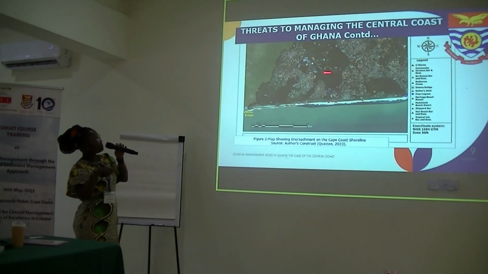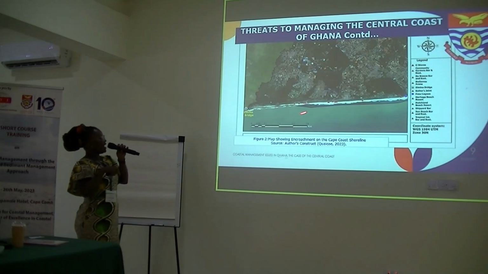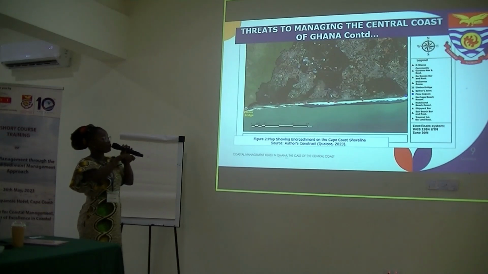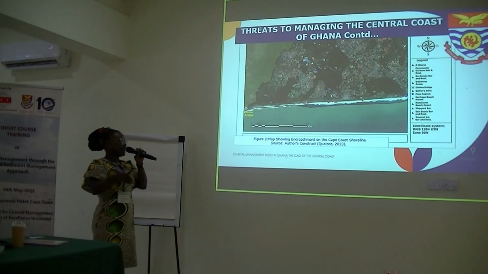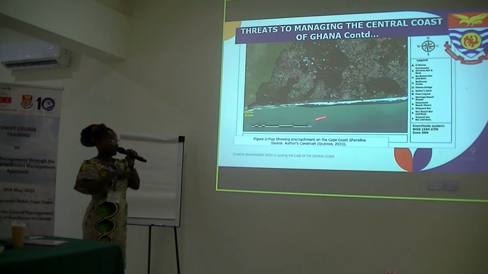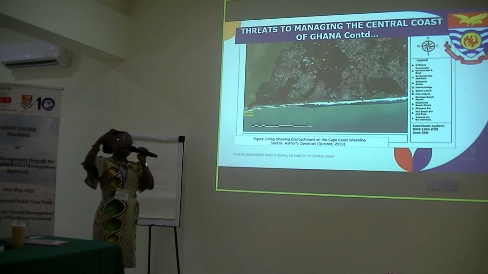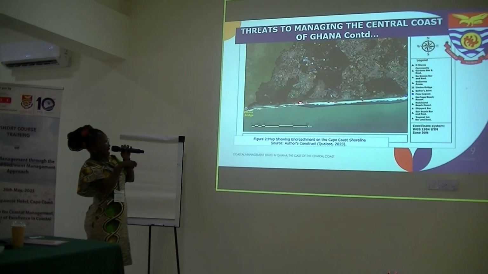And this one is just trying to look at those encroachment sites along the Central Coast. Now when you move along this coast, we have a lot of restaurants, and these restaurants have been placed so close that they are almost encroaching the shoreline. And this particular shoreline here was gotten from Sentinel-2 2018. And these images now show the new shoreline, just a recent image on Google 2023.